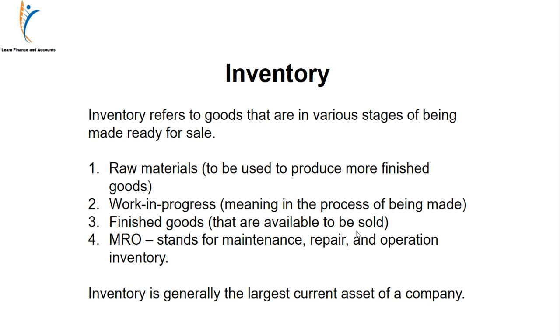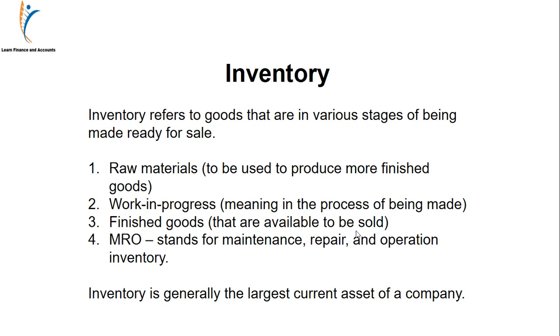When a business organization starts its business, that business organization is required to purchase raw material. Then, this raw material is converted into finished goods. All these goods are known as inventory. They are a type of inventory. So, inventory basically is of four types.